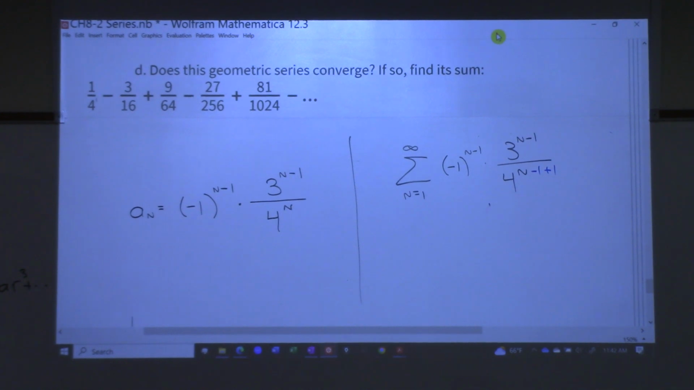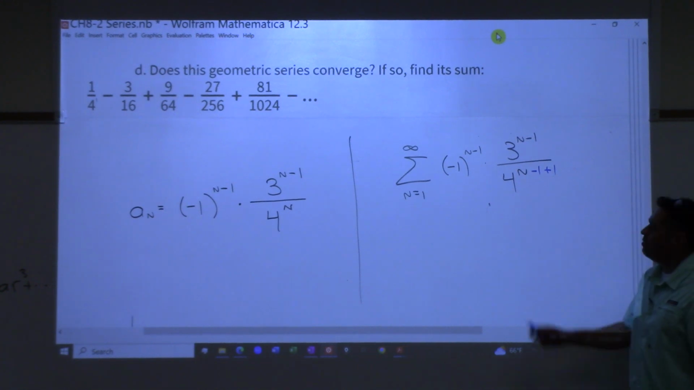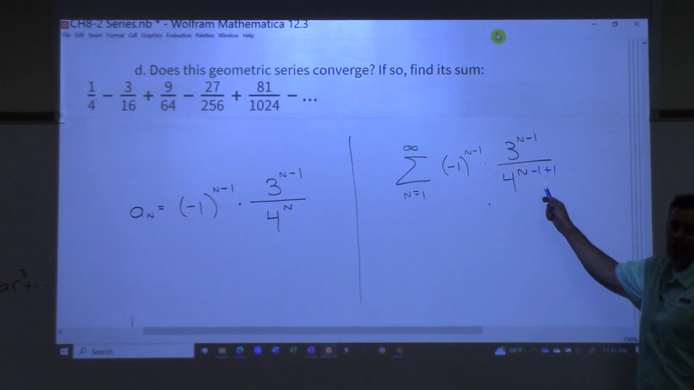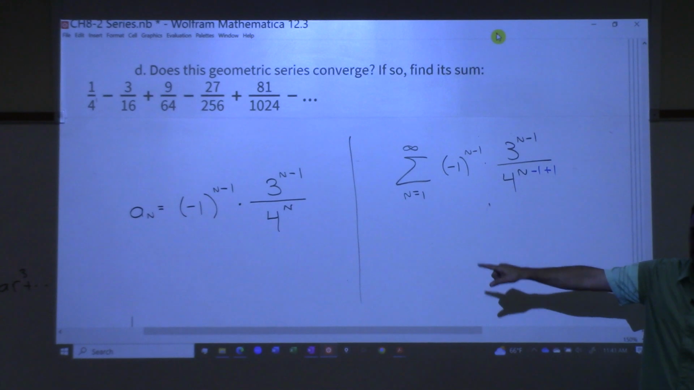It was just n, but I'm making it n minus 1 plus 1. Oh, you're doing that to factor out the power. Yeah, so I can rewrite this as 4 to the n minus 1 times 4, right? Trying to get everything to n minus 1 so I can go to the geometric formula.